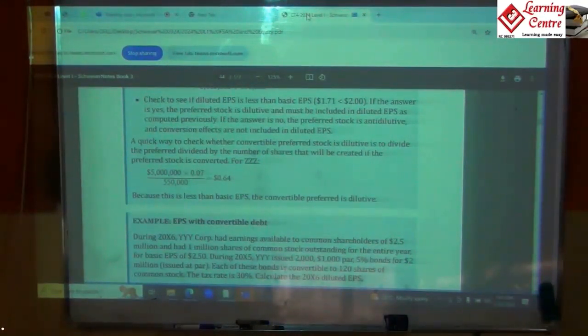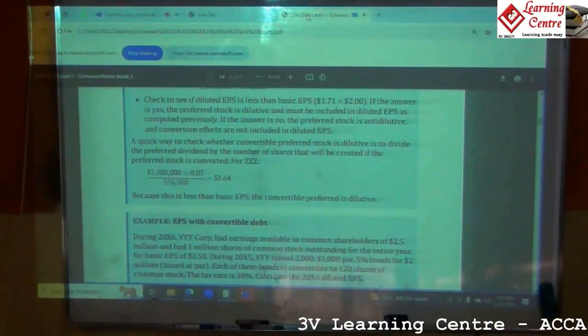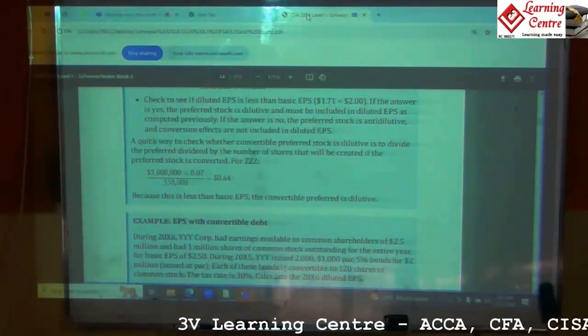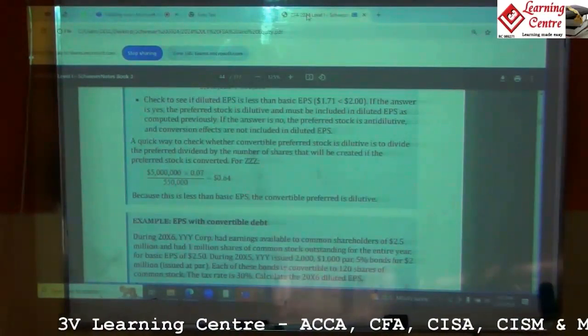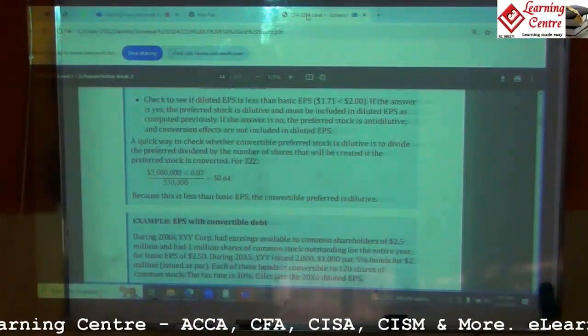So now, next is June 2005. Y issued 1,000 5% bonds for 2 million. Each of these bonds is convertible to 120 shares of common stock. The tax rate is 30%. Calculate your diluted earnings per share. You try it, but let me give you some hints.